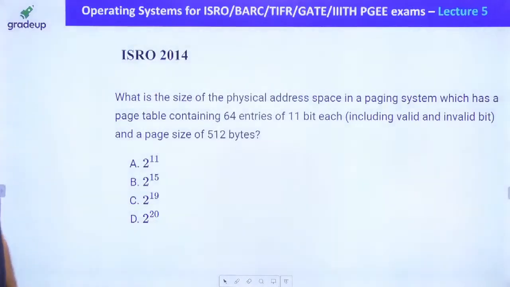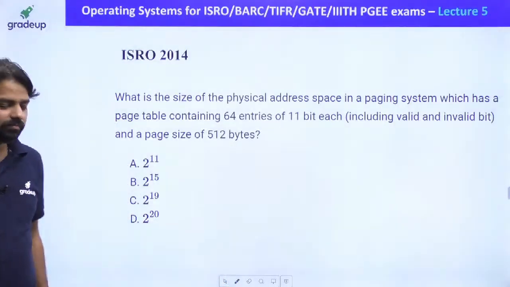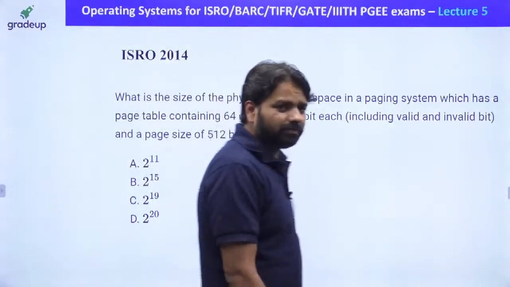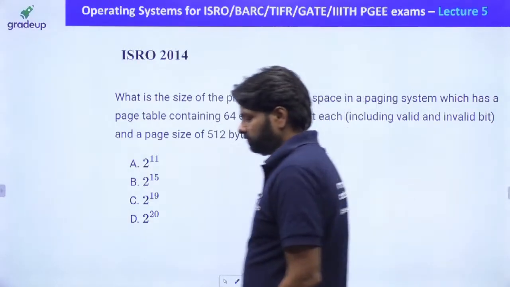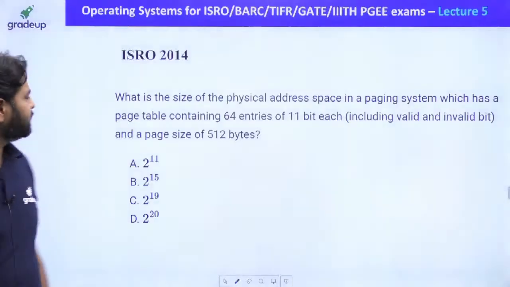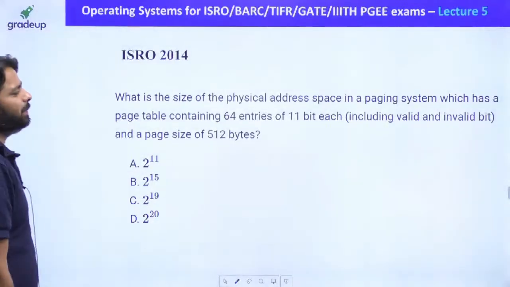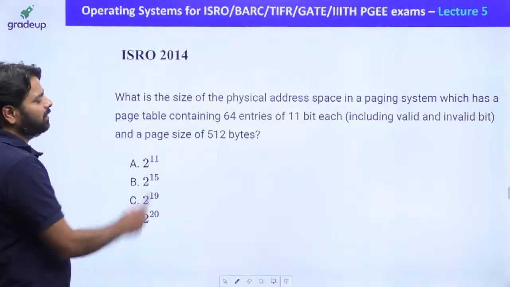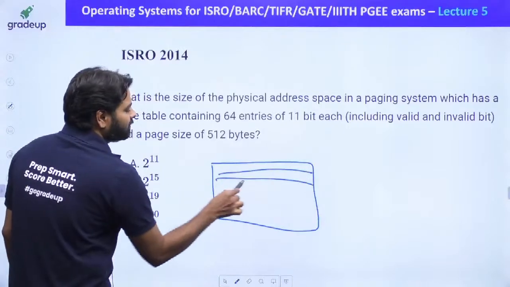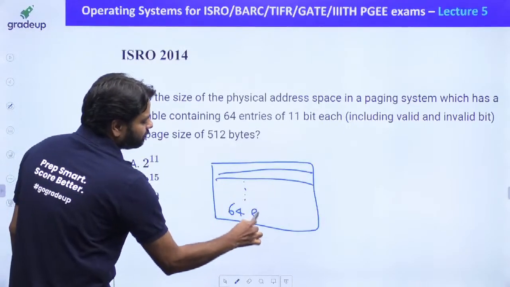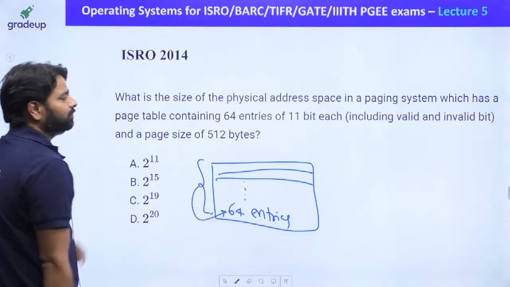ISRO 2014, guys. Let's see who will answer. What is the question about? What is the size of physical address space? Physical address space in a paging system which has a page table containing 64 entries. Here you have 64 entries. Total number of entries you have is 64.